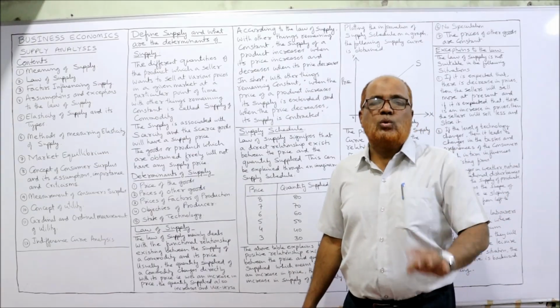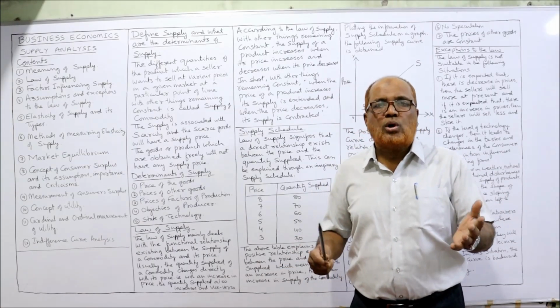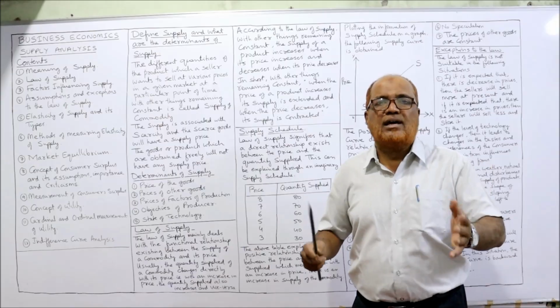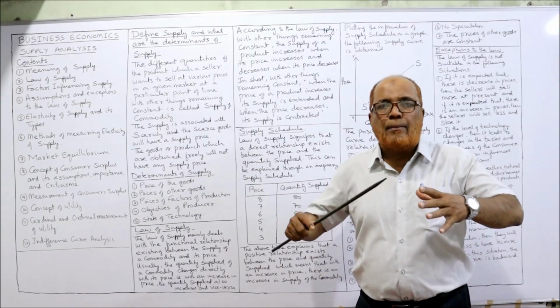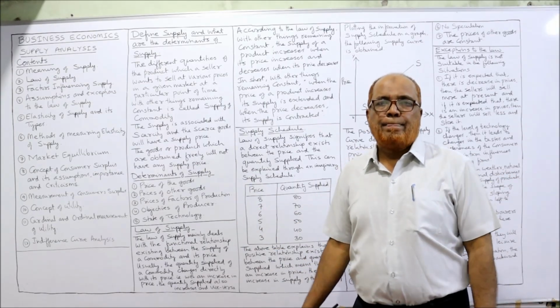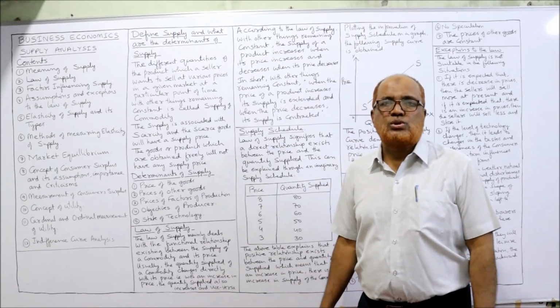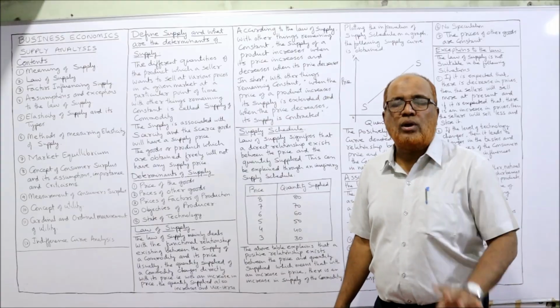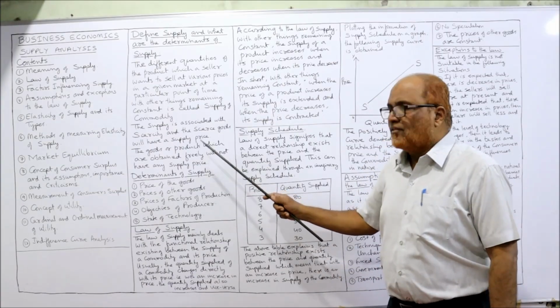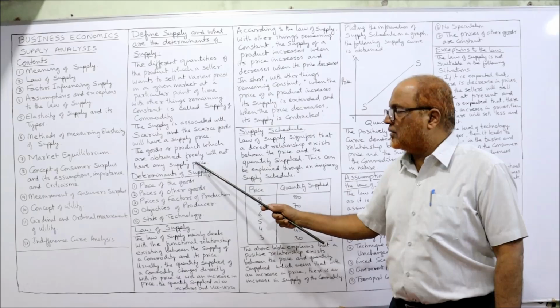Whereas scarce goods means those goods which are scarce, that means they are not abundantly available. So we have to pay the price for these scarce goods. So supply price will exist only for scarce goods. For free goods, no supply price.